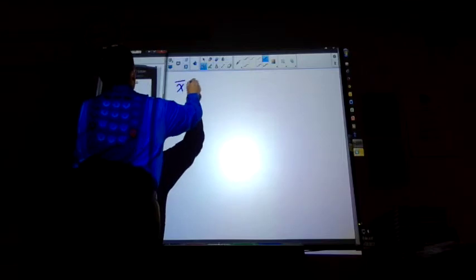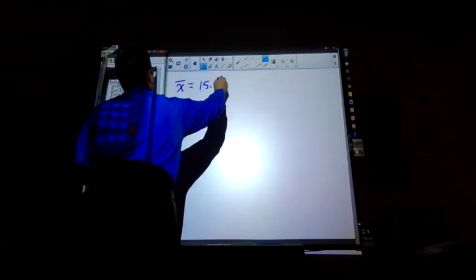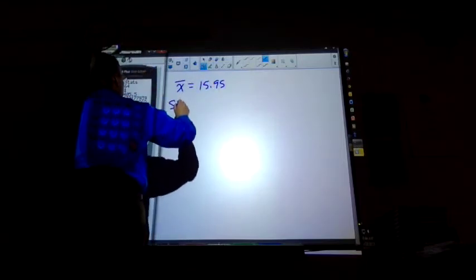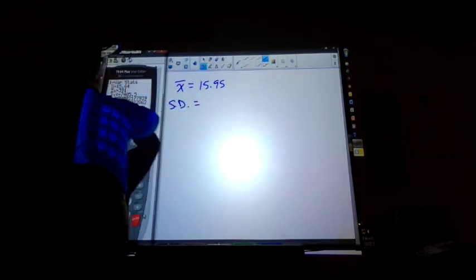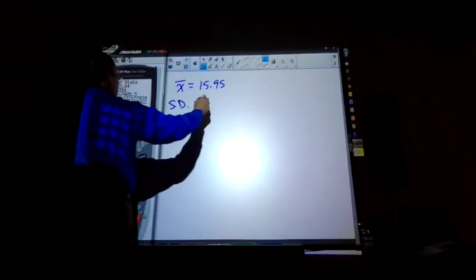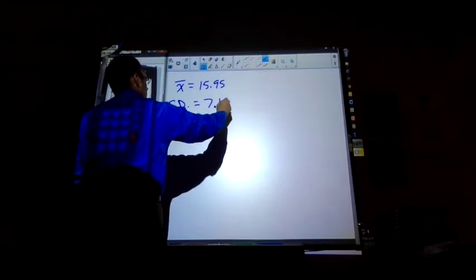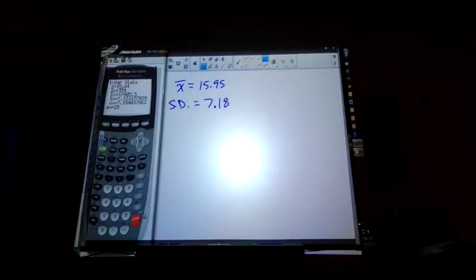35, done here. So I'm going to go stat, calculate my one variable statistics, list 1. Okay, so I have 15.64 that I'm going to use. So my mean. And my standard deviation I want to use is going to be this one right here, 7.18. Okay? How many shops are we looking at?